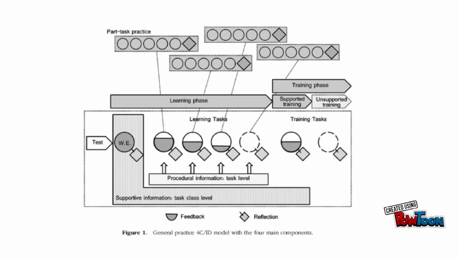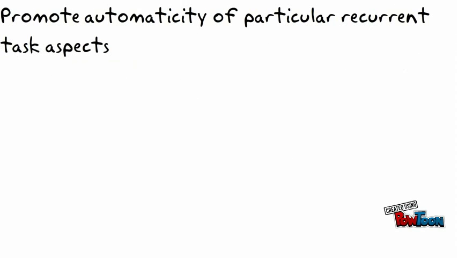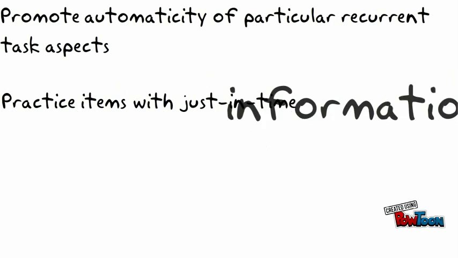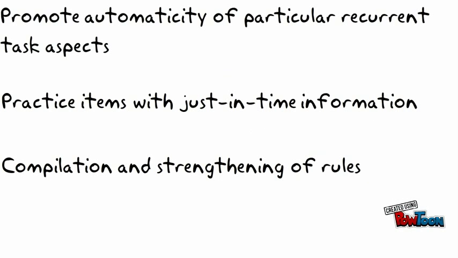As evidenced in Figure 1, these part task practices happen repeatedly to promote automaticity of recurrent task aspects, practice items with just-in-time information, and compile and strengthen rules of task performance.